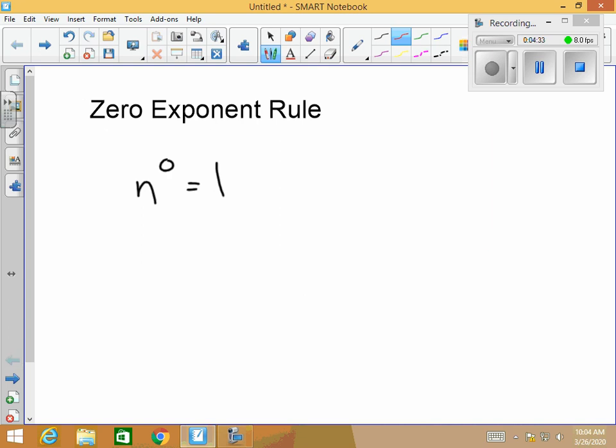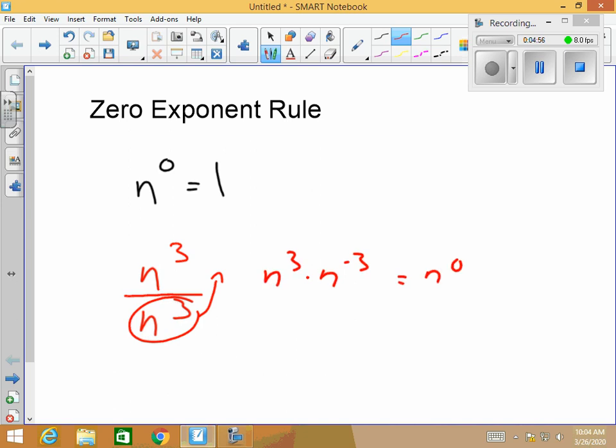Let's back up one more time. Now this rule is just a little bit different than the previous two. What it's saying here is that I have maybe n cubed. If I take my negative exponent rule, I can take this guy, move it to the top, and I get n to the 3 times n to the negative 3, which does get me n to the 0.